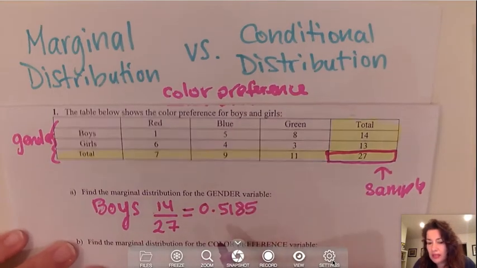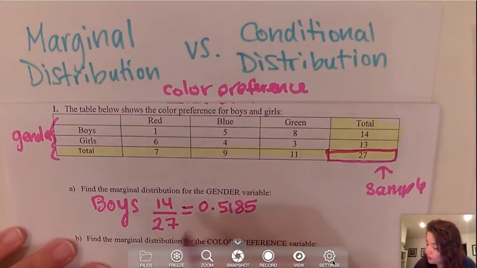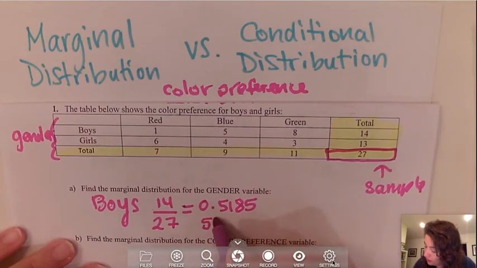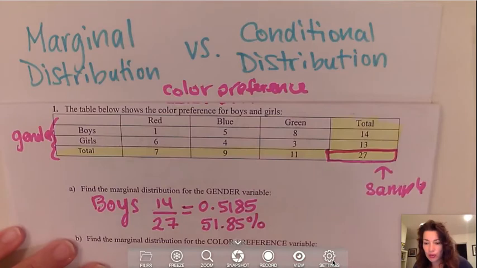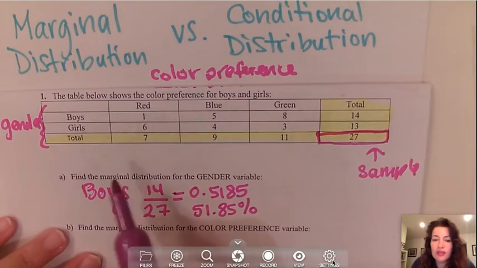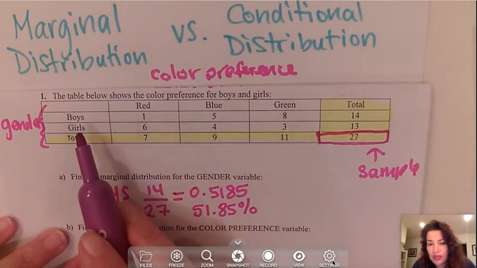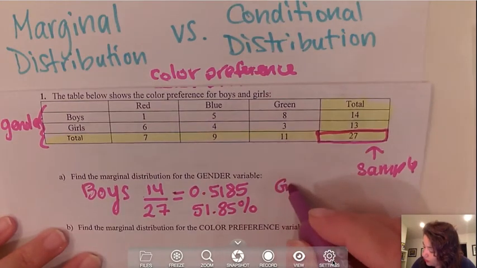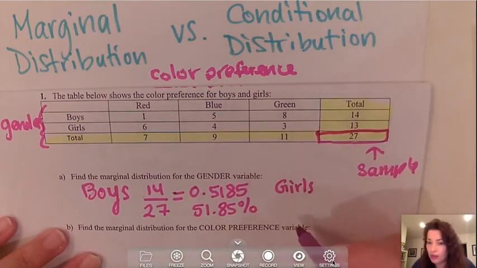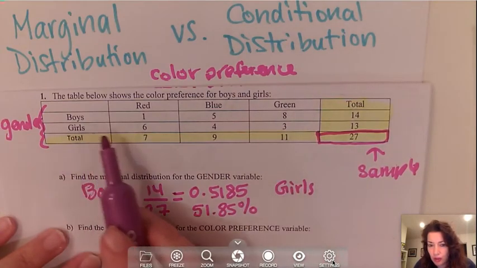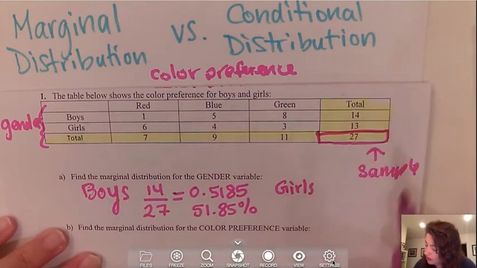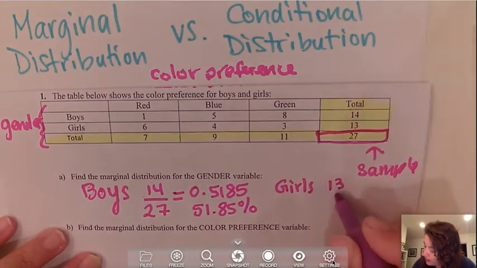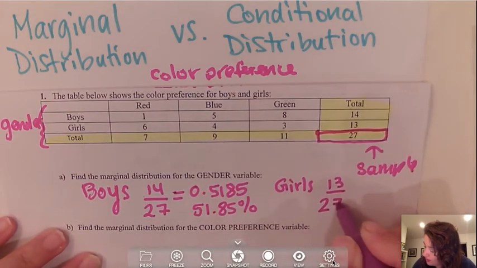So once this is in decimal, of course, you convert this to percentage. This would be the same as 51.85%. Okay, but we are not done because we haven't finished with the gender. We still have the girls. So if I want the marginal distribution for girls, I'm going to look at the total girls. So I'm going to look across, and that is 13 over the total sample size, which is 27.